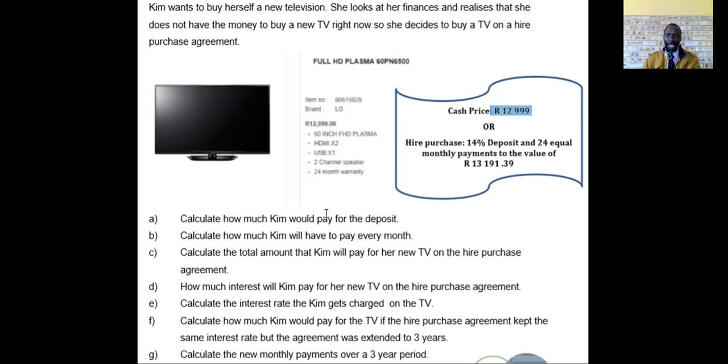We calculated how much Kim would pay for the deposit, which is 14% of this amount of money. Then we also calculated how much money Kim has to pay every month. We also calculated the total amount that Kim will pay on the hire purchase agreement. You see that? So we did this. This was on hire purchase.